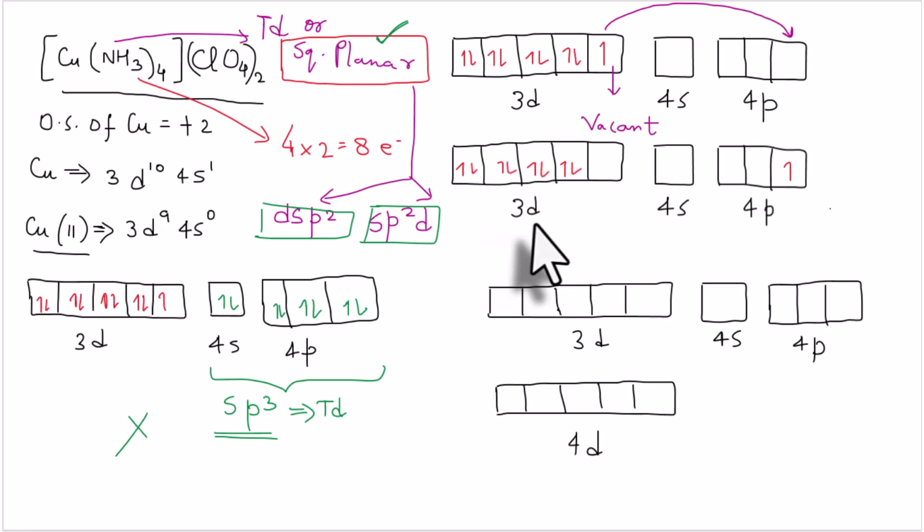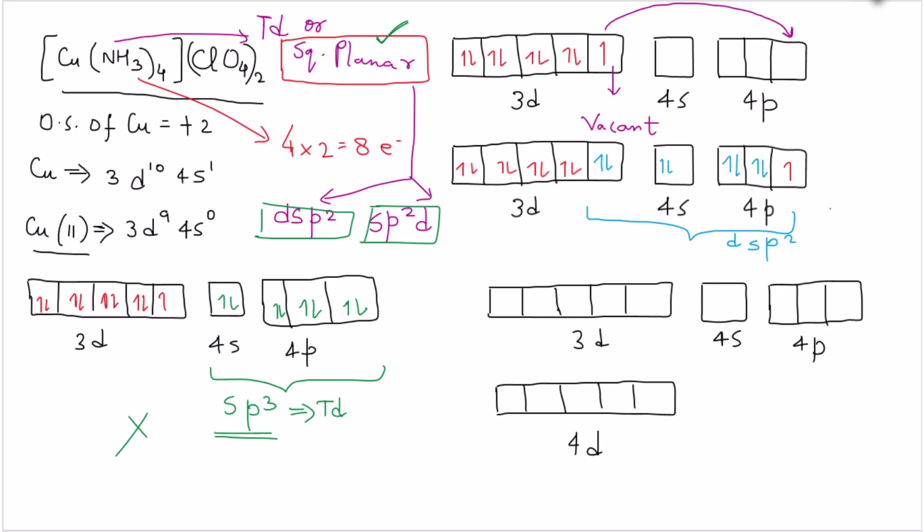So this 3d orbital became vacant, and then the 8 electrons of the amine ligand can be accommodated in the dsp2 hybrid orbitals like this. So this was the conclusion given for the inner orbital complex with dsp2 hybridization.